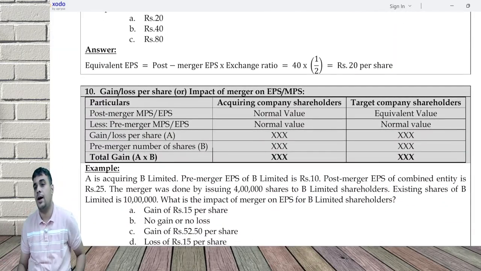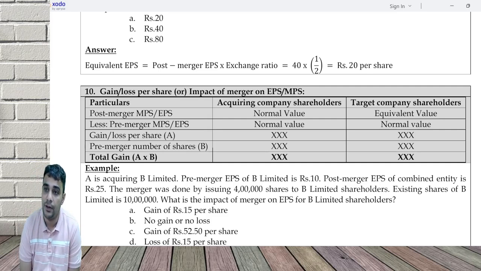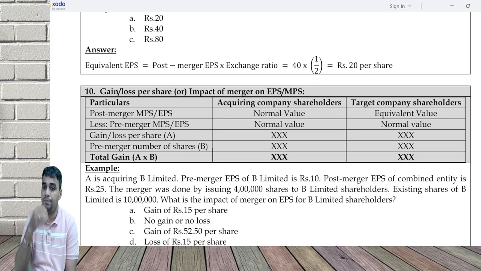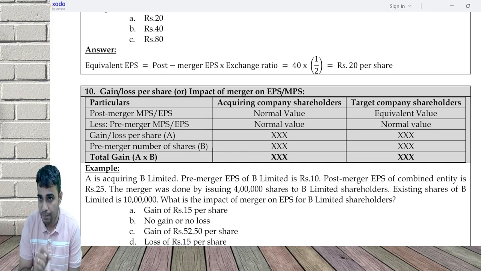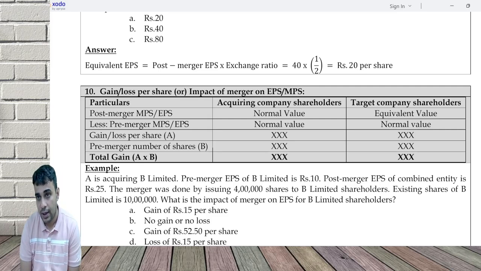Gain or loss, or impact of merger on EPS or MPS, will start with the post merger market price or earnings per share, depending on which approach you are following. Normal value for AC, equivalent value for TC. Subtract the pre merger price, which is a normal value. You will get the gain or loss per share. Multiply with the pre merger number of shares, and you will get the overall gain.